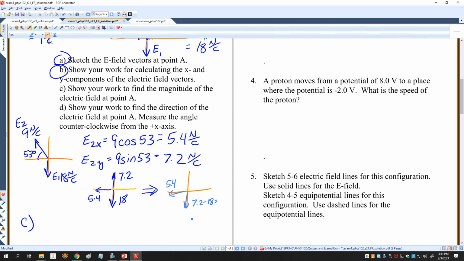That's 10.8, or 11 newtons per coulomb. It's negative, so that's why it's down. Notice this was positive, this one was negative, so I get a negative 11, and that's why my vector is pointing down. So those are the x and y components. Now my resultant vector is going to be down in that third quadrant. To find the magnitude of the electric field, I say the square root of 5.4 squared plus 11 squared.